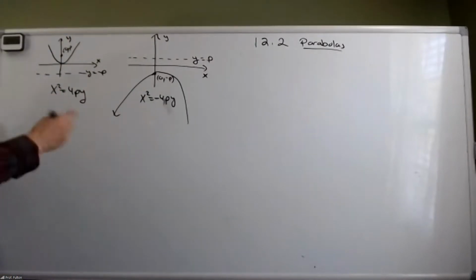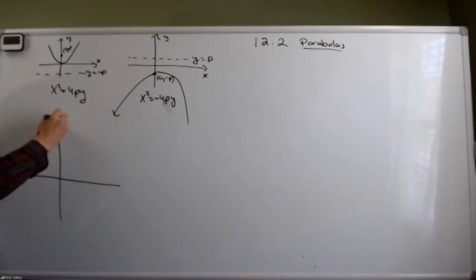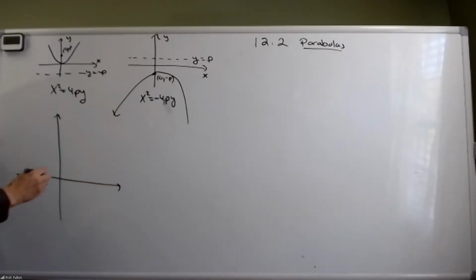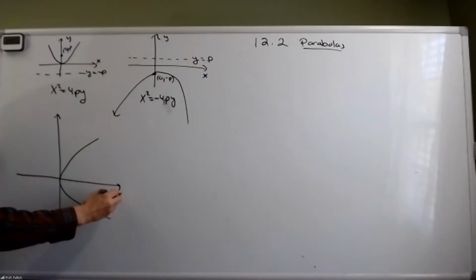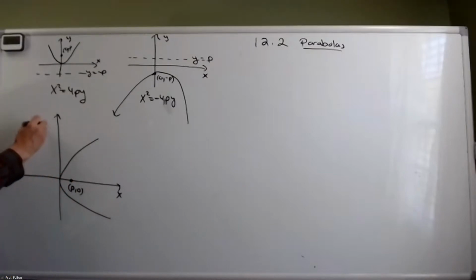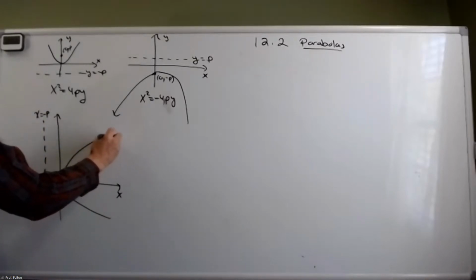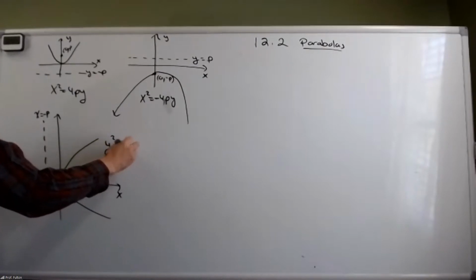And you can also open side to side. So there are many different ways this parabola can be set up. It could open this way. And over here, this is my, in this case, p comma 0. And over here we have x is equal to the negative of p. And the equation for this then is y squared is equal to 4px.